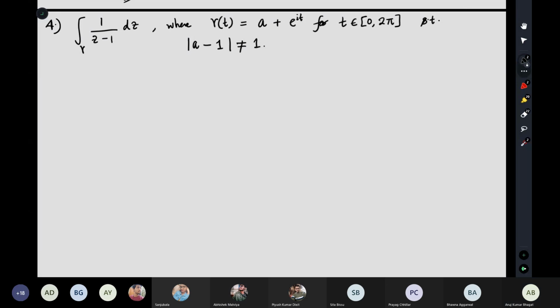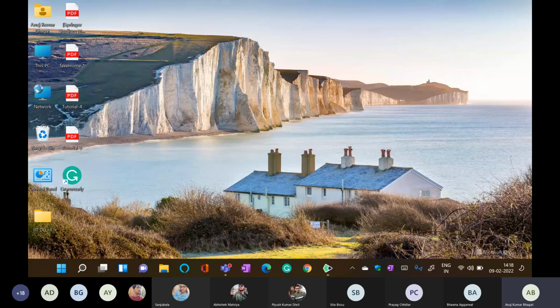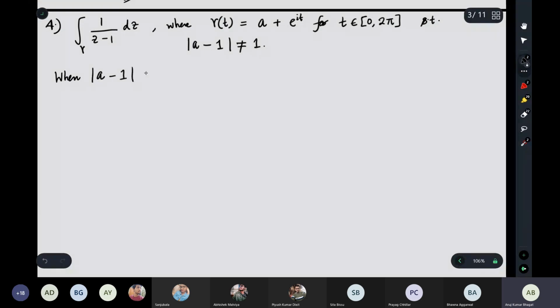So what I'll do is take different values of it. Case 1: when A satisfies this relation, that means this is not equal to 1, that is given in the question. So either this is less than 1 or this is more than 1. So we have two cases for the time being, and we will do the cases one by one. So first case, when this happens.